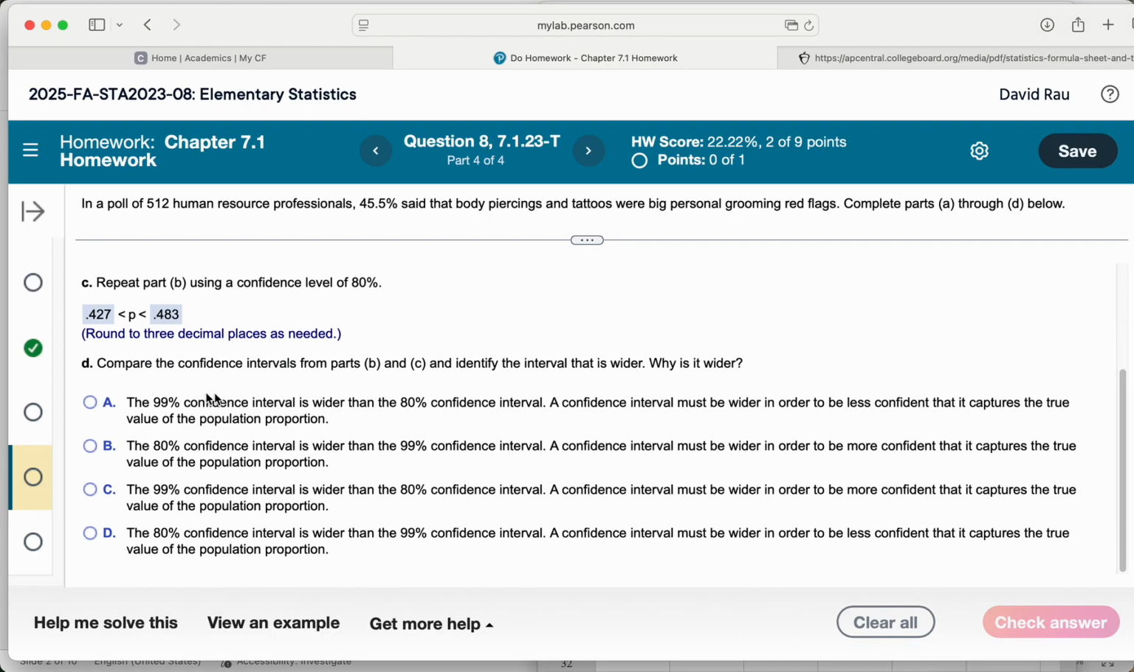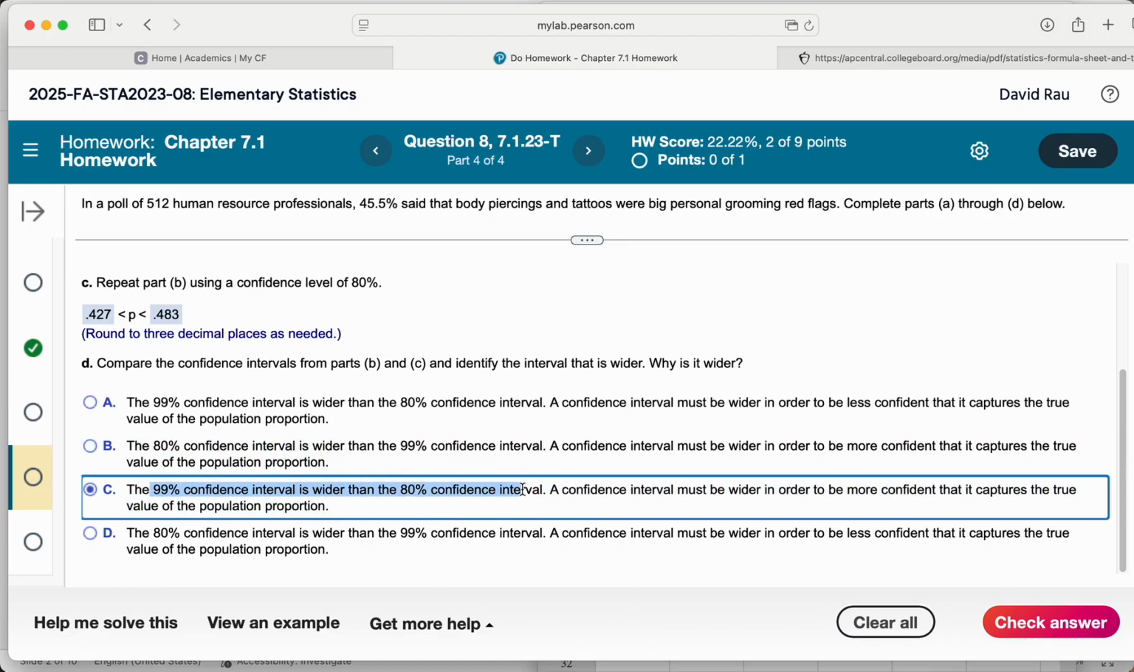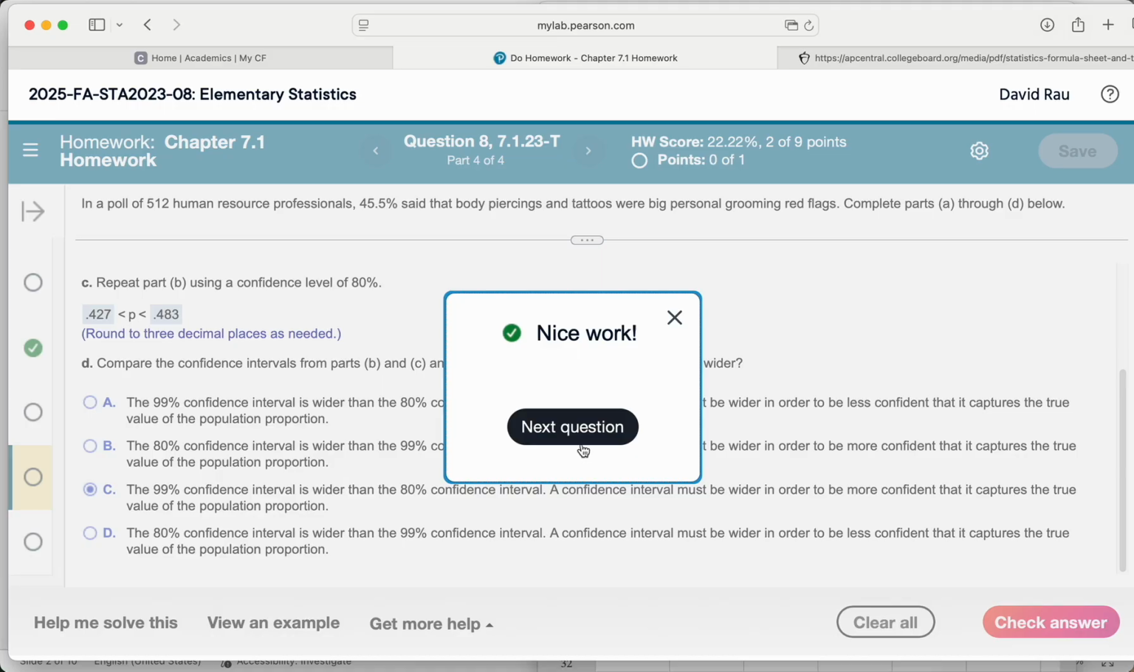Okay, comparing the intervals, let's see here. A confidence interval must be wider in order to be more confident it captures the true value. Hopefully all my rambling said that for you. But whoops, this is the wrong phrasing. The 80% interval is wider. No, it's not. The 99% interval is wider because it must be wider in order to be more confident, in order to be sure that you got the true value.